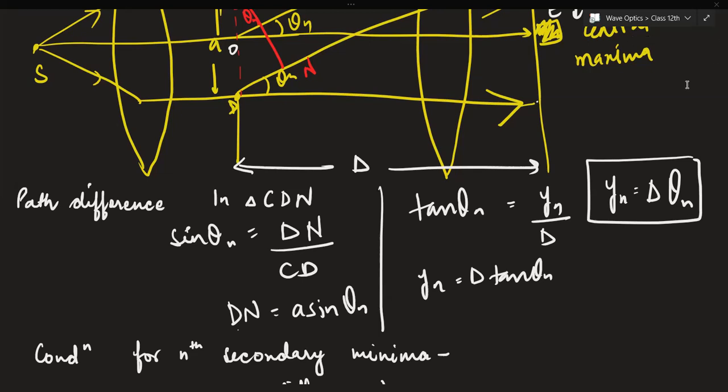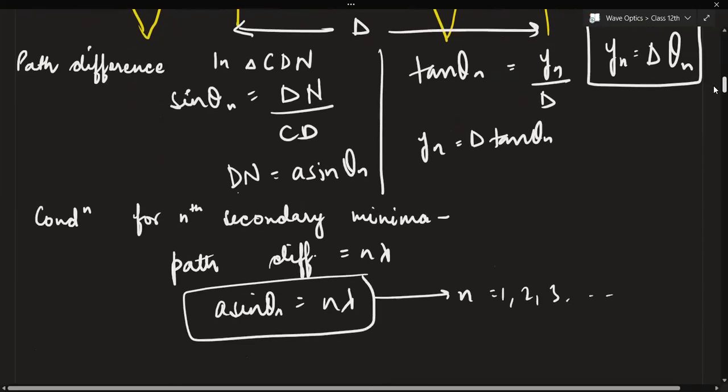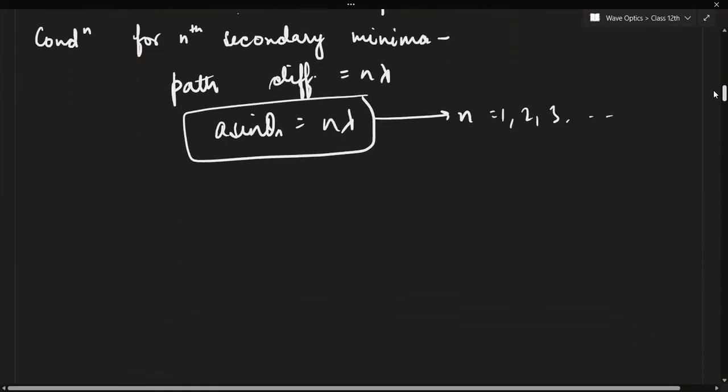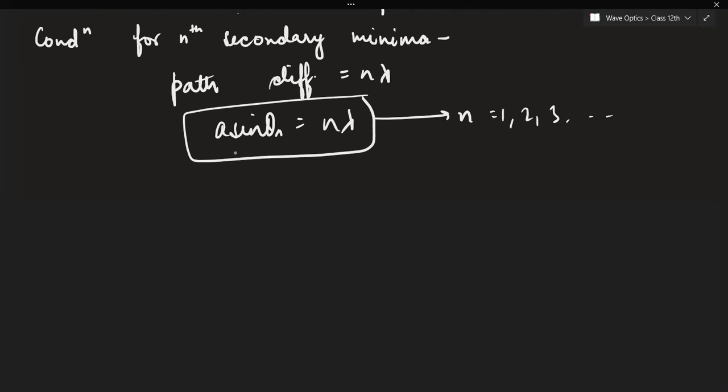Now see, the secondary minima's condition will be, see, n lambda was the condition for the bright fringe. Same way here you will replace the path difference a sine theta by n lambda. The rest of the things will remain the same. From here also, if you want, you can write sine theta as n lambda by a.